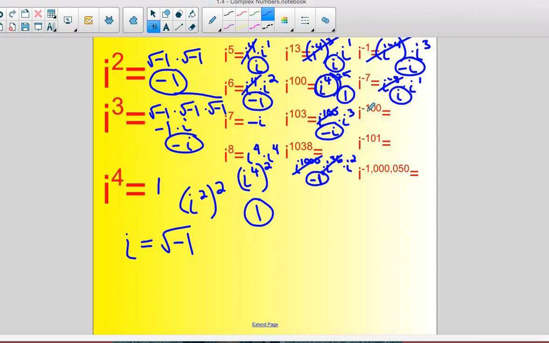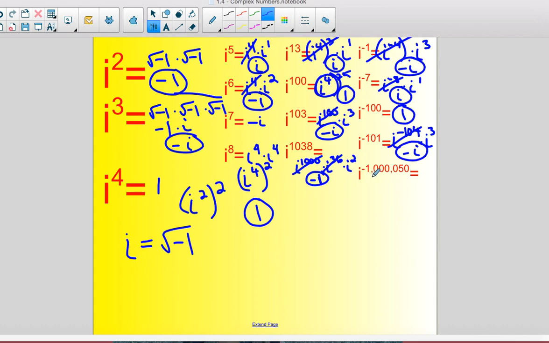Negative 100, easy, divides by 4 all by itself. So that answer is just going to be 1. Negative 101, don't use negative 100 because it's not smaller than negative 101. So I'm actually going to go i to the negative 104 times i to the third. And then because this one divides evenly by 4, it's 1, and you just get negative i.